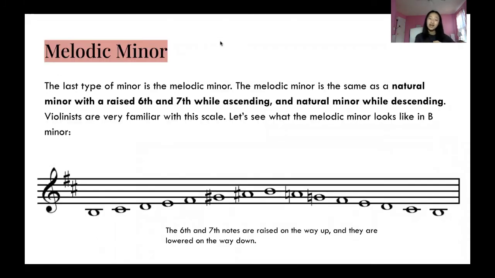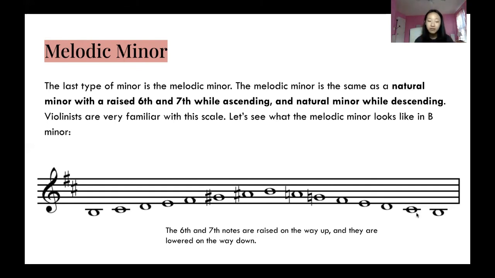Okay, so the last type of minor is probably the most complicated. It's called melodic minor, and a lot of violinists and string players are familiar with this scale because this is the scale that MCYO requires that you play when you audition for them. And I'm sure many other youth orchestras also do this. So the melodic minor is the same as a natural minor with a raised 6th and 7th while ascending, so while it's going up, but then it goes back to just a natural minor while descending.